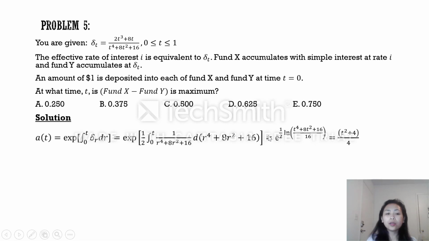So now we are first going to find the accumulation function using the force of interest delta t. So remember, a of t is the exponential of the integral from 0 to t of delta r dr. This is from the first lesson. So inside the square brackets, we are going to compute the integral. So that becomes the integral from 0 to t of 1 over (r to the 4 plus 8r squared plus 16) d of (r to the 4 plus 8r squared plus 16). And in the front we multiply 1/2.